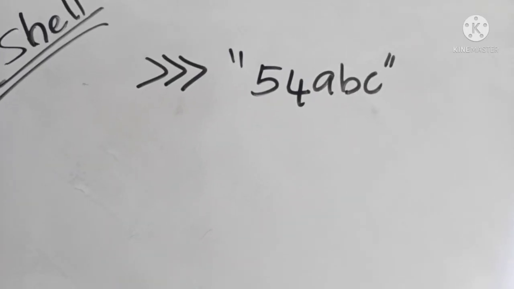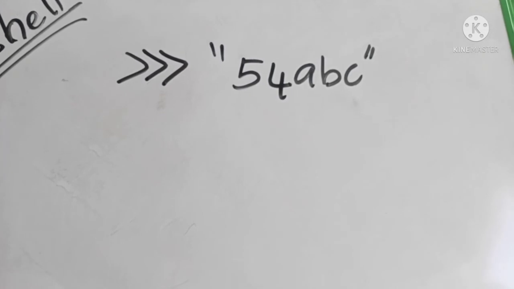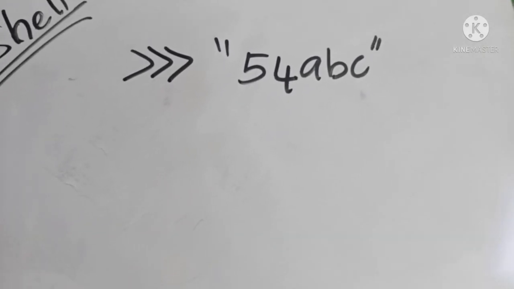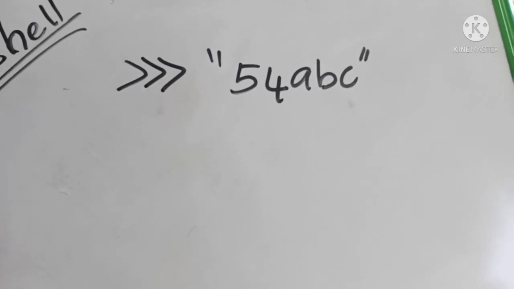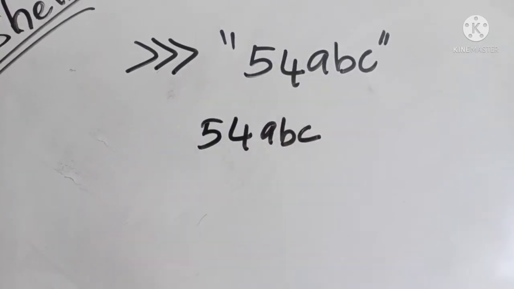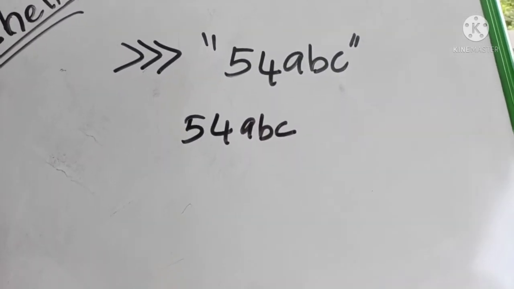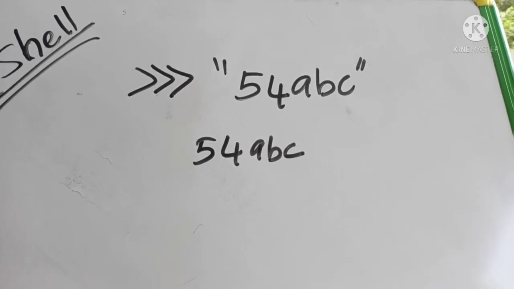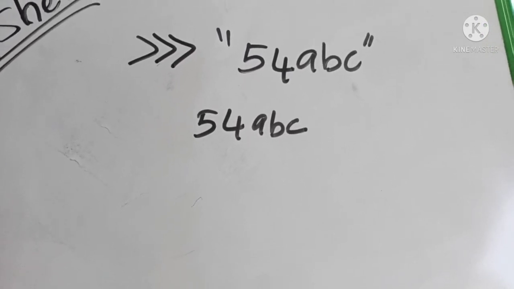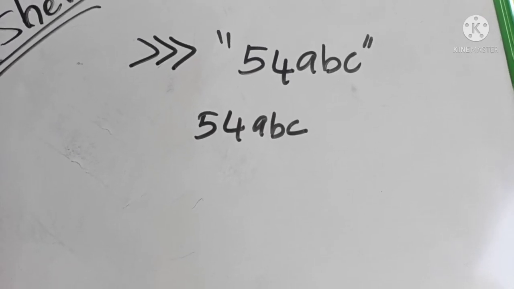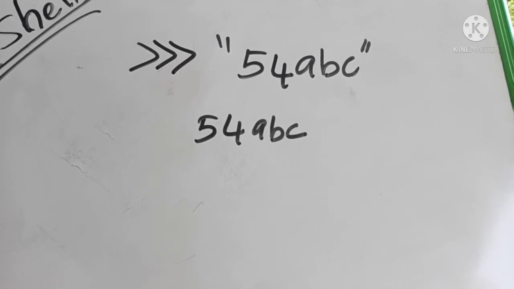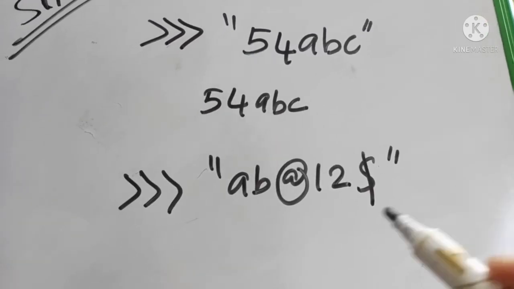See here, I have written within double quotes 54 5 ABC. Can you please tell me what will be the output? Yes, the output will be nothing but the same values. That means whatever you write inside the double quotes will be considered a string only. Don't think that alphabets should be there. It can have numbers, any symbols, or a mixture of anything. But the only thing is, you should enclose it inside double quotes. Clear?